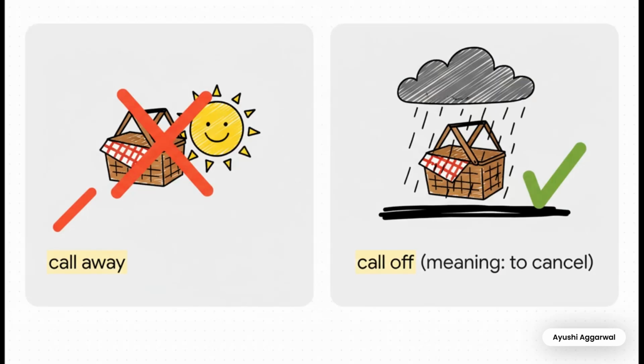This slide makes the point perfectly clear. Call away isn't the right phrase here at all. The correct phrasal verb is call off, which simply means to cancel. Because of the heavy rain, the students canceled the picnic. It's a case where you just have to know the exact meaning.